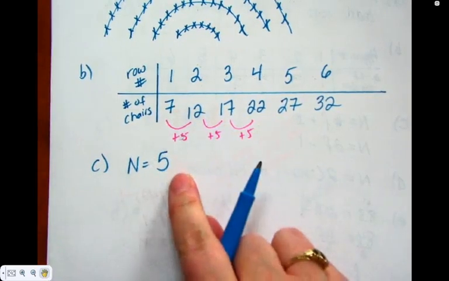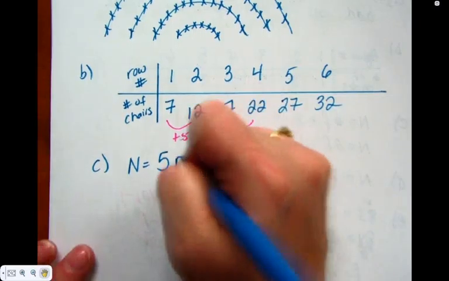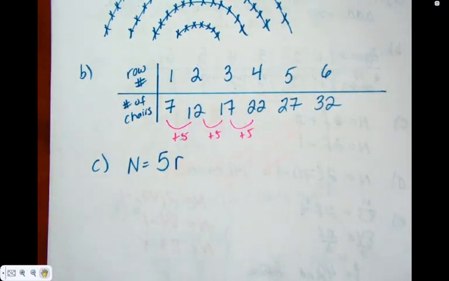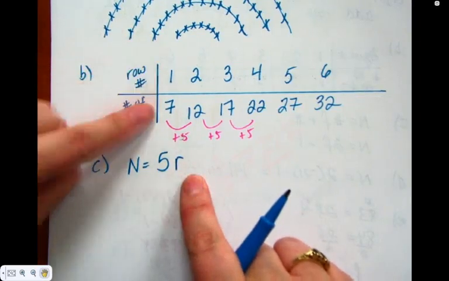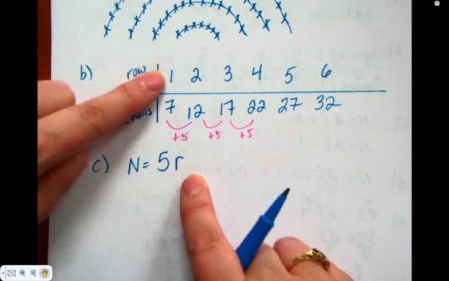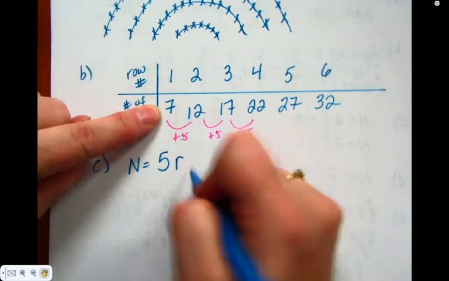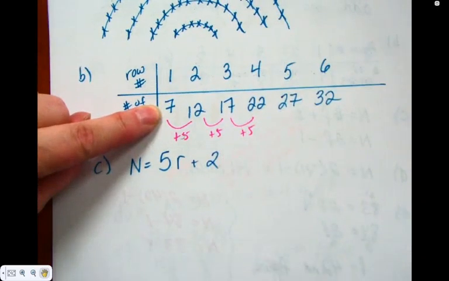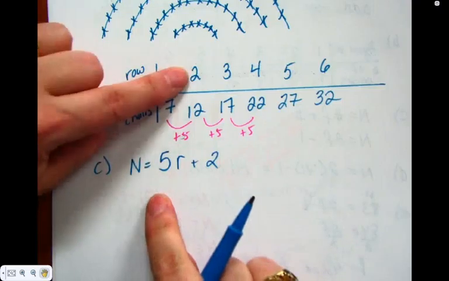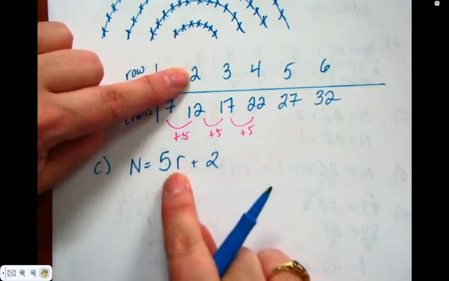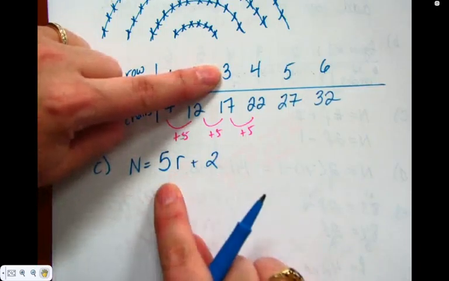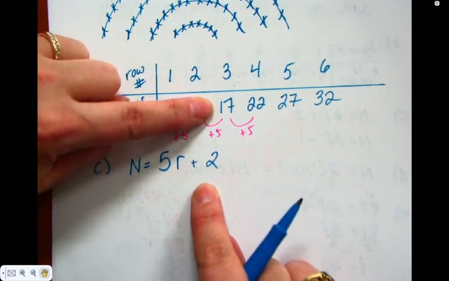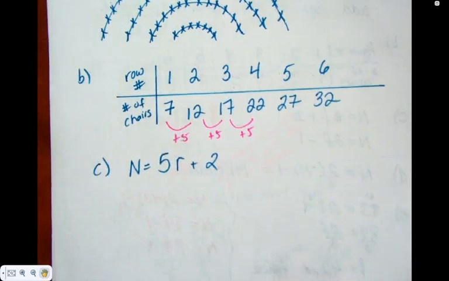Now, I probably don't want to use f because I don't have figures. What do I have? Rows. So I probably want to use an r to represent rows. And now I just need to figure out what do I add to get this first number. So what do I add to 5 in order to get 7? 2. Well, let's just double check, make sure that's correct. If I take the second row, 5 times 2 plus 2, 3 times 2 plus 2, 17, etc., etc.